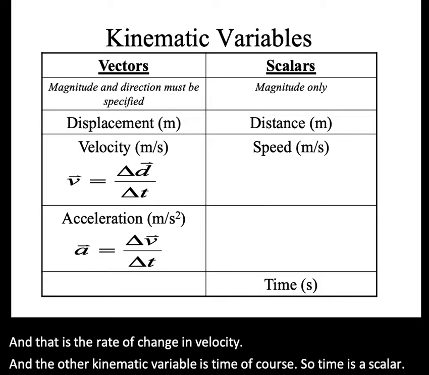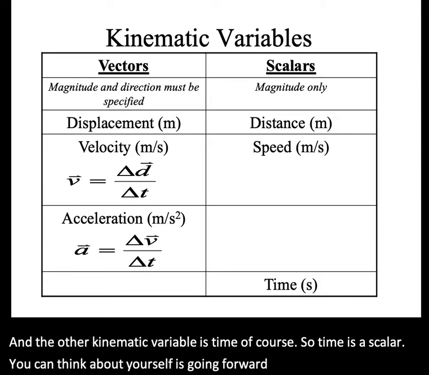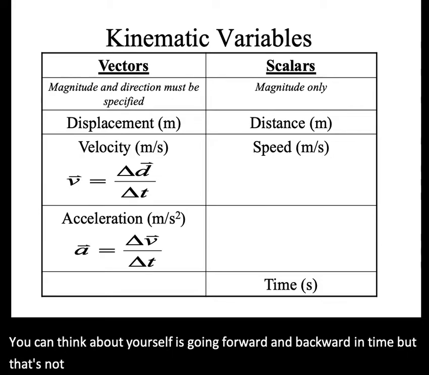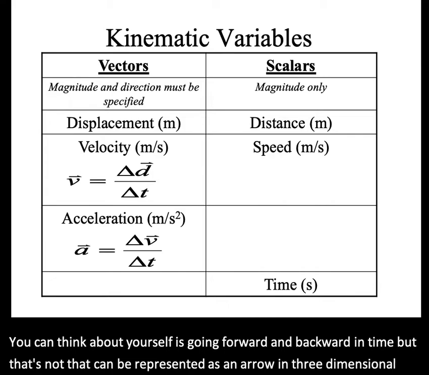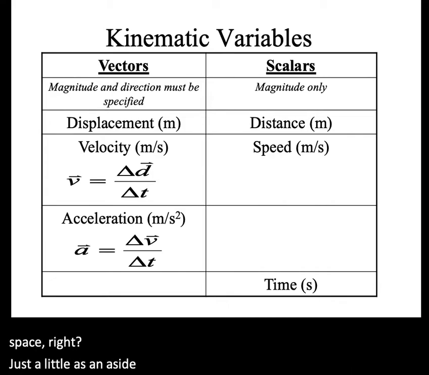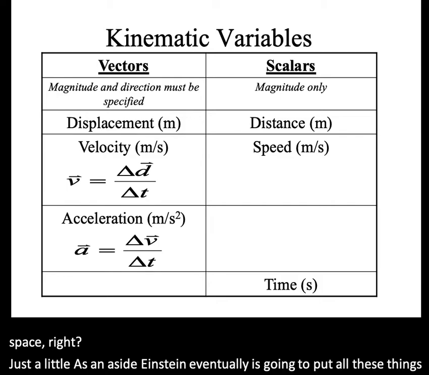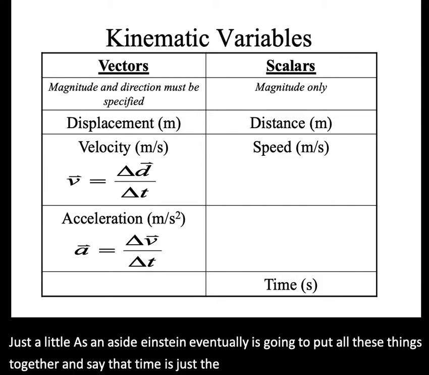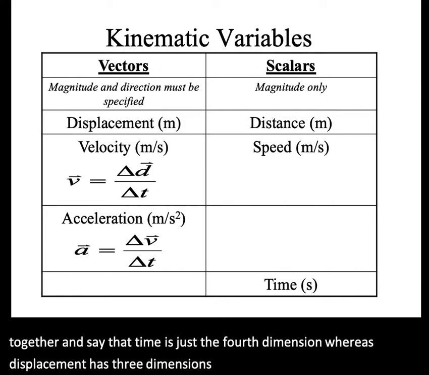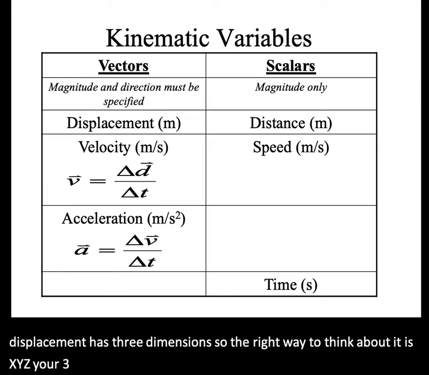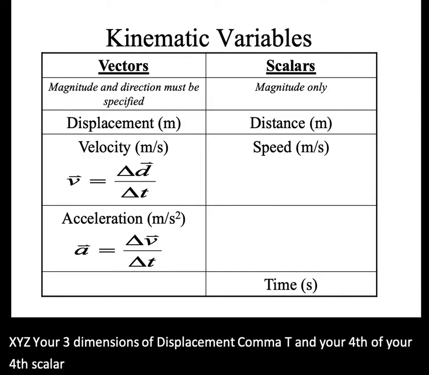You can think about yourself as going forward and backward in time, but that can't be represented as an arrow in three-dimensional space, right? Just as an aside, Einstein eventually is going to put all these things together and say that time is just the fourth dimension, whereas displacement has three dimensions. So the right way to think about it is x, y, z, your three dimensions of displacement, comma, t, your fourth scalar component is time. But that is for another day.